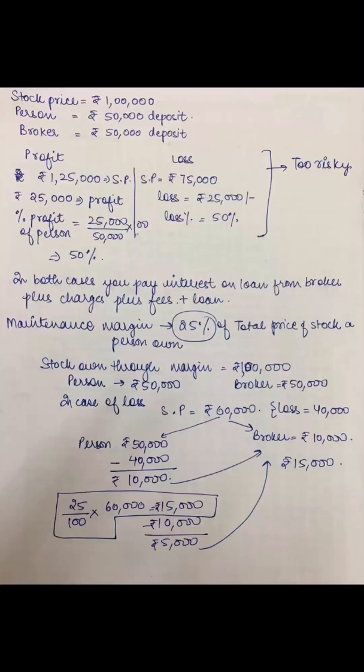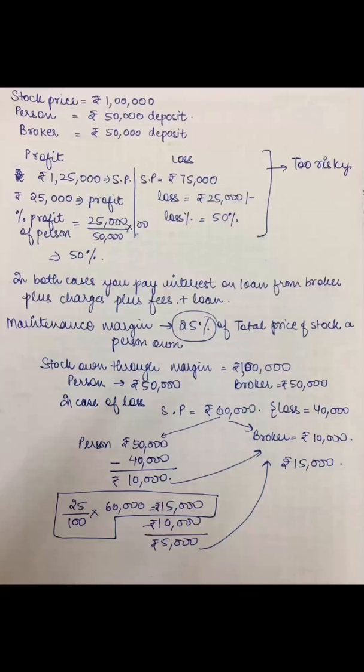So all in all, 15,000 the maintenance margin plus 10,000 which the broker will get, like 25,000 the broker will get, but the remaining amount also has to be given by the person, like the rest 25,000 plus the interest and fees, like charges, has to be given by the person later on. But at this point of time the broker has 25,000, out of which 10,000 is from the stock itself and 15,000 has to be maintained by the person in his account, because it will now go to the broker.